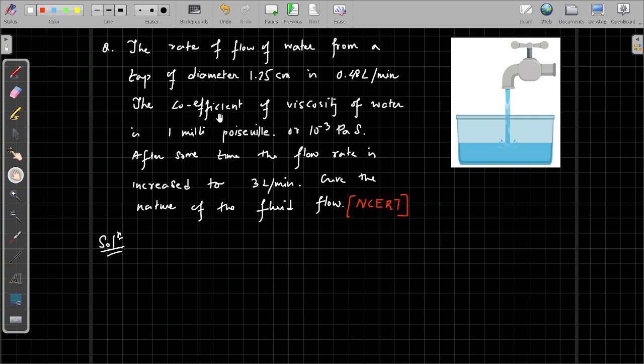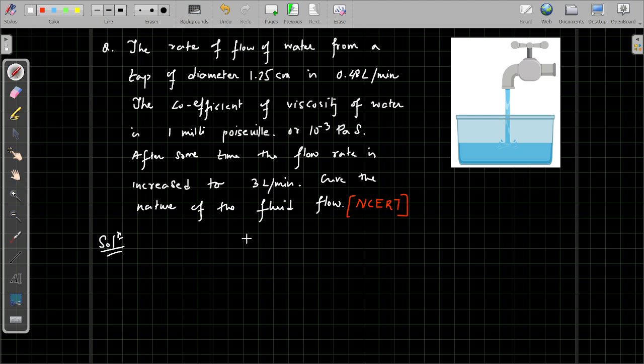As you can see, the question says, this is from NCERT, it says that the rate of flow of water from a tap of diameter 1.25 centimeter is 0.48 liter per minute. The coefficient of viscosity of water is 1 millipoiseuille, or we can also call this poise. Or in another way of expressing this, since pronouncing this is maybe a little difficult, we can always say 10 to the power minus 3 Pascal second. After some time, the flow rate is increased to 3 liter per minute. Give the nature of the fluid flow.